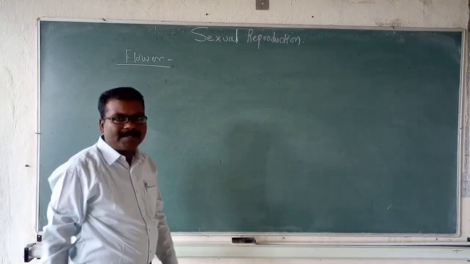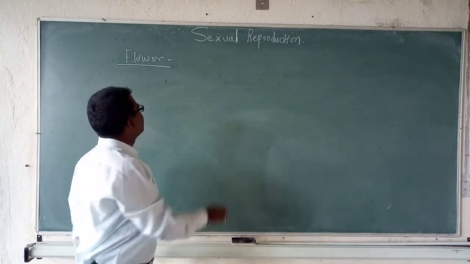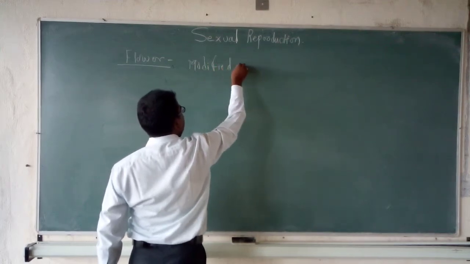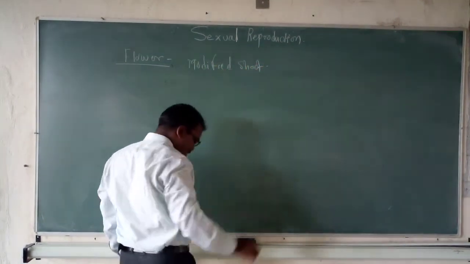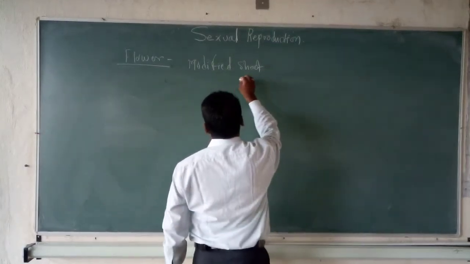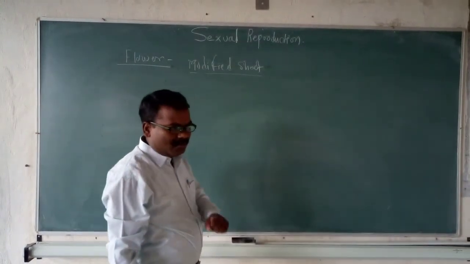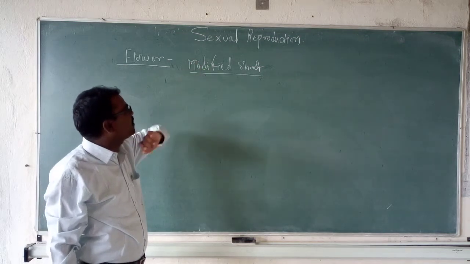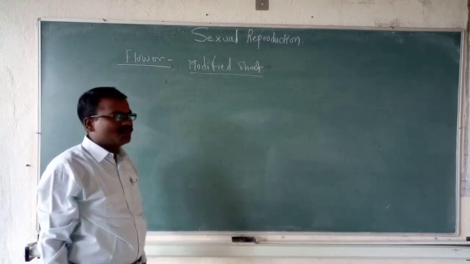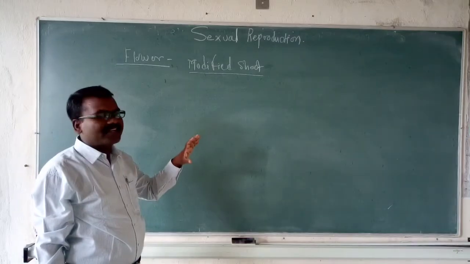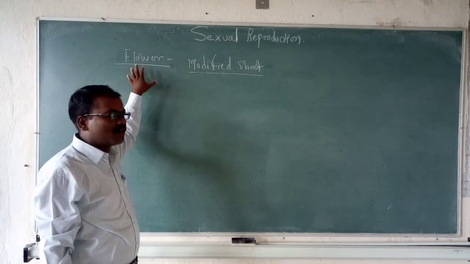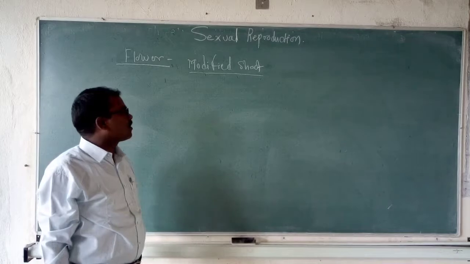What is a flower? A flower is a modified shoot for reproduction. It is the most important characteristic found in angiospermic plants, which is nothing but the modified shoot. The shoot of the plant gets modified into a specialized structure called the flower for sexual reproduction.